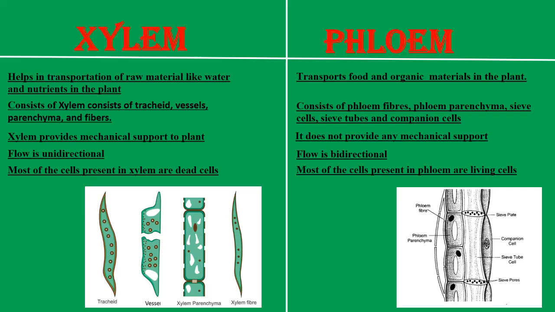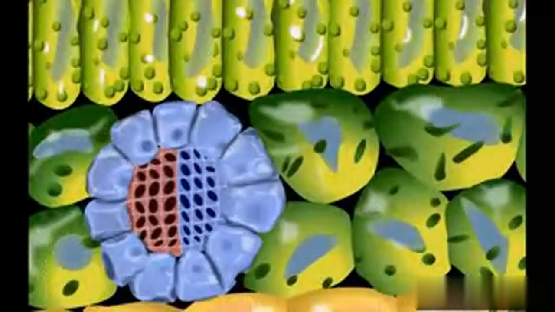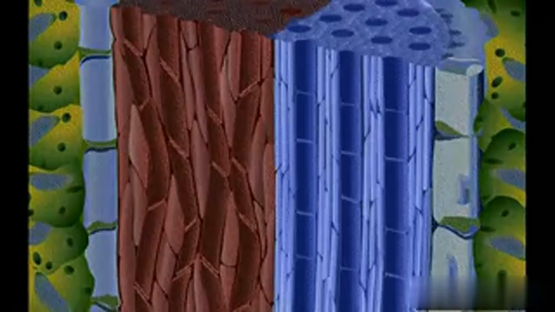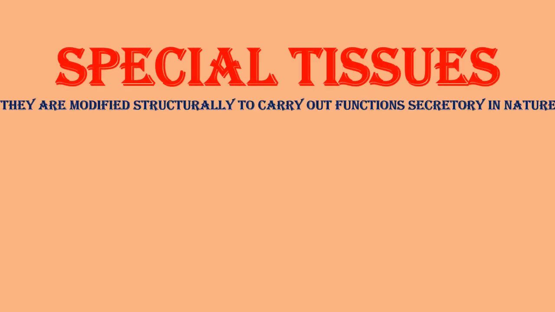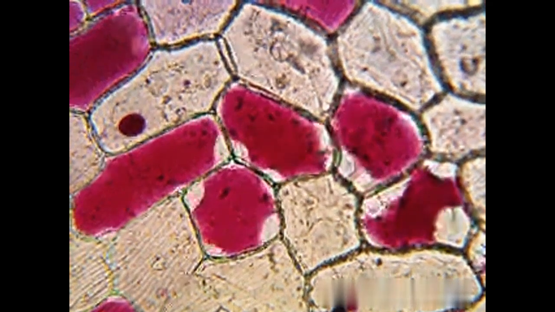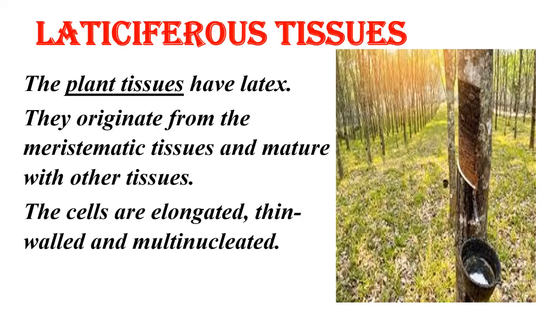These permanent tissues collectively contribute to the structure, support, and functions of the plant, allowing it to grow, develop, and adapt to its environment. Plants have special tissues too. They are modified structurally to carry out functions secretory in nature and are of two types. Laticiferous tissues. The plant tissues have latex. They originate from the meristematic tissues and mature with other tissues. The cells are elongated, thin-walled, and multinucleated.